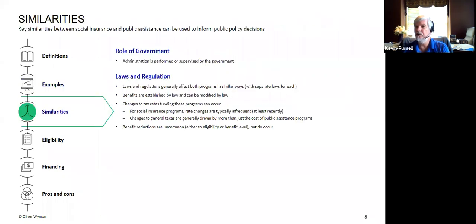Moving on to slide 8. The role of government is similar for social insurance and public assistance. The government administers the program or supervises its administration. Both public assistance and social insurance are based on law. The laws and regulations affect the programs in similar ways, of course, with separate laws for each program. So the benefits are established by law and they can be modified by law.